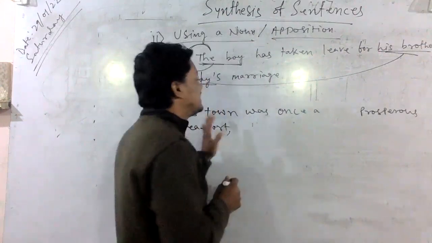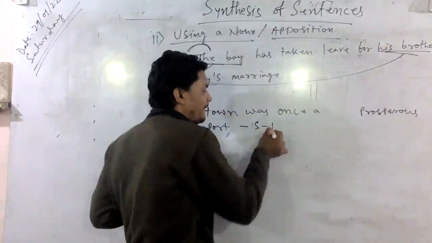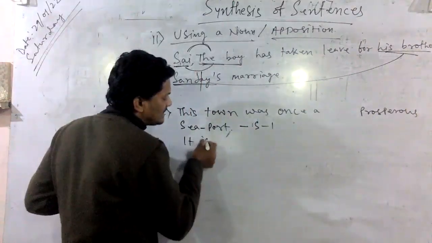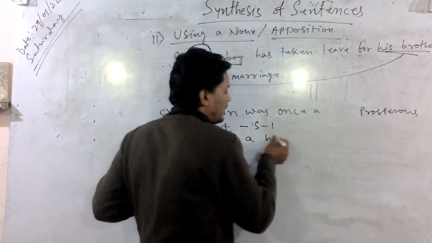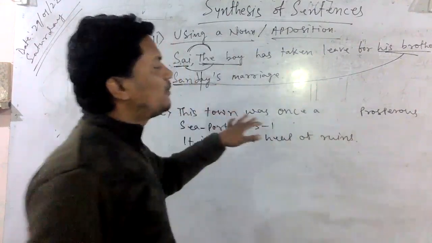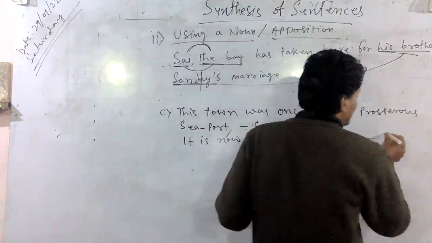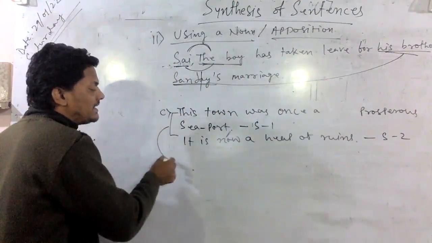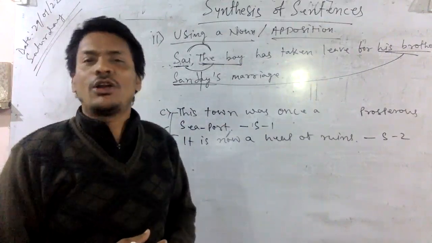So this town was once a prosperous seaport, right? This is the first sentence. The second sentence is what? It is now a heap of ruins. This is sentence two. Now, what are we supposed to do? We will combine these sentences into one. How can we do it? Simply by using a noun or a phrase in apposition.